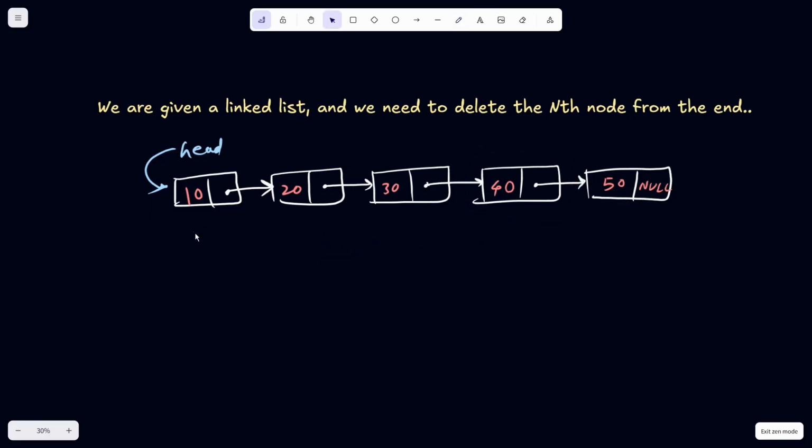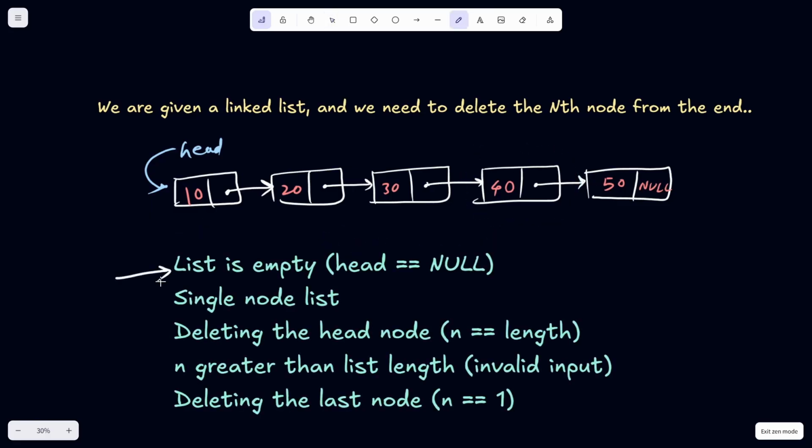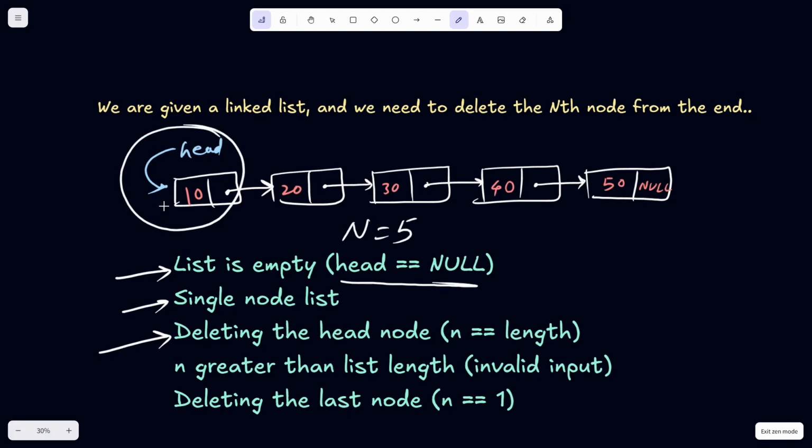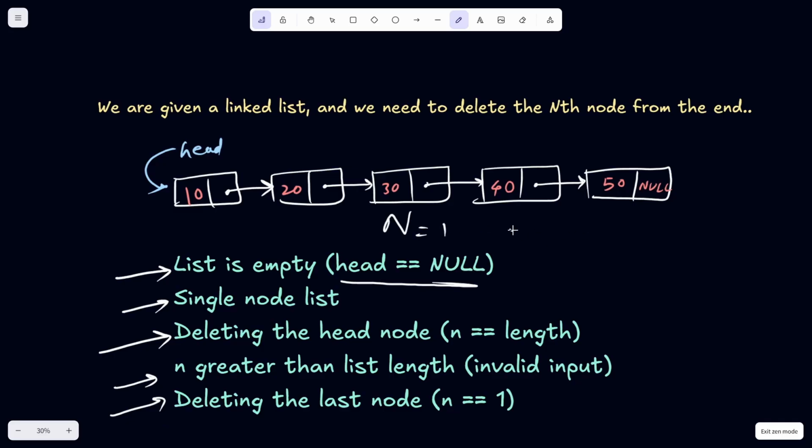What are the possible scenarios? Input list can be empty, which means head pointer can be null. List can have a single node. Deleting the head node. In this case, if n is equal to 5, then head is the fifth node from the last and we need to delete this head node. N is greater than the length. Then in this case, the input is invalid. And deleting the last node, if n is equal to 1, then we need to delete the last node.